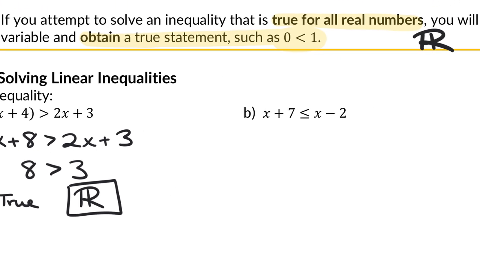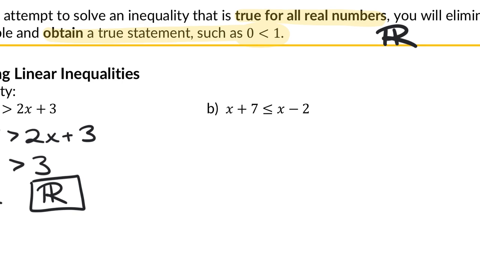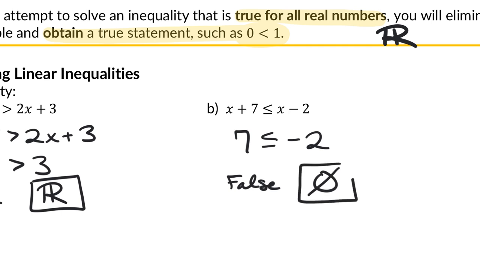But what about this other one? For B, if I subtract x from both sides, I'm left with an inequality that says 7 less than or equal to negative 2. 7 is not less than negative 2, right? So that is a false statement. And how do you write your answer here? Yeah, what is that called? The empty set. Very good. It means no solution. It's just a symbol, so you don't have to write as many words.